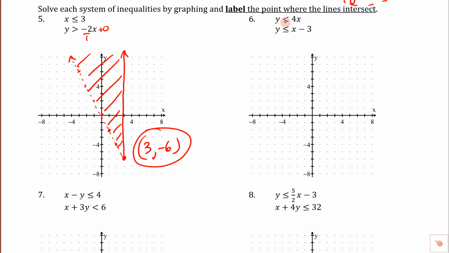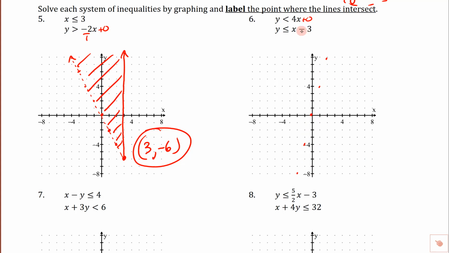Let's look at this one. This is going to be a dotted line. Crosses the y-axis at 0, so crosses right here. And the slope is 4, so we're going to rise 4 and run 1. Down 4 and back 1, down 4 and back 1. And this would be the dotted line right here, and we would be shading below that, which kind of looks like it's on the right side because this is a pretty darn steep line. Okay, but we are shading below that dotted line right there.